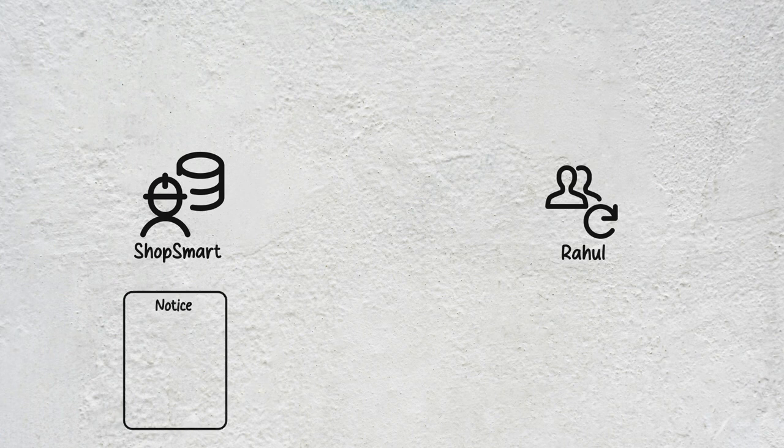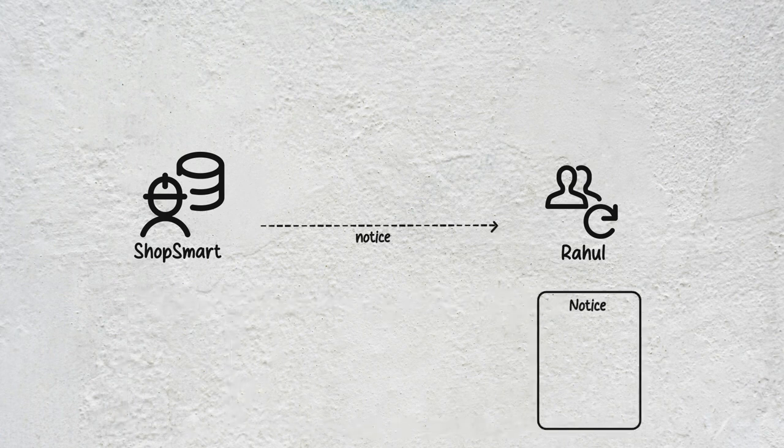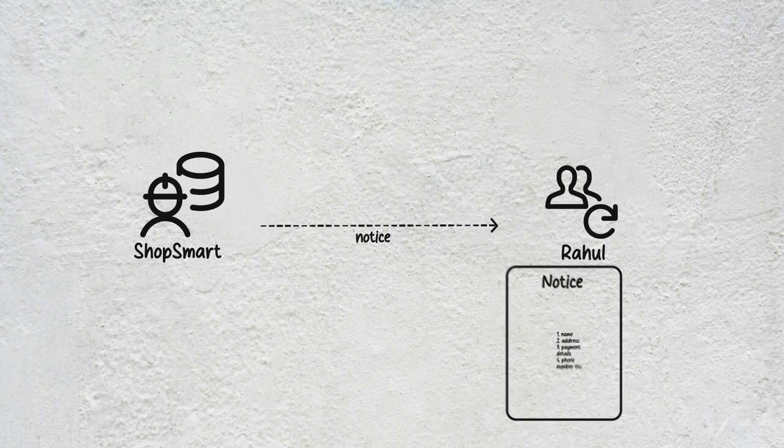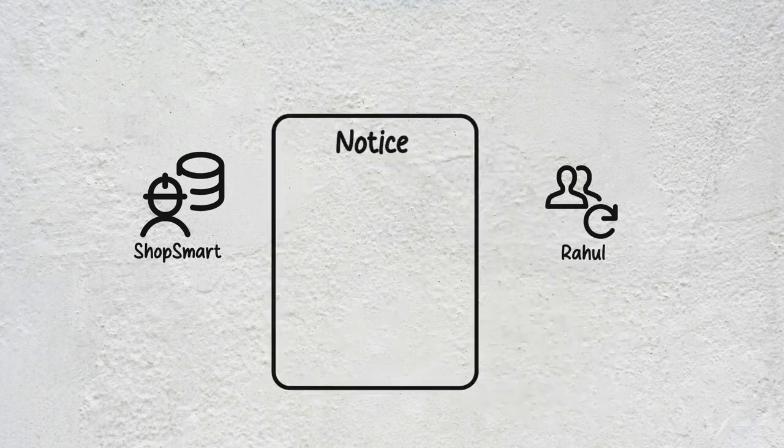Let's see how this Act functions. And in order to understand this, let me take the previous example of ShopSmart. ShopSmart needs to deliver a product to its customer, say Rahul. In this case, ShopSmart is required to deliver a notice to Rahul in simple language informing that they require his name, address, payment detail, and phone number. This notice shall also list down all the personal information ShopSmart requires.